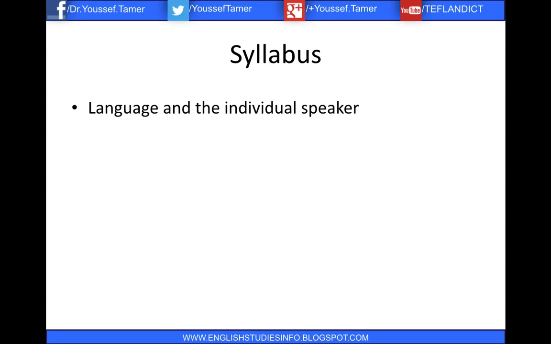Language and the individual speaker, and this refers to dialect study. In this regard, we will see the following concepts. We will refer to regional varieties. That refers to the example I gave you in the beginning. If you go to Fez, or if you go to Marrakesh, or generally speaking, if you go from an urban area to a rural area, you can see that the language is different. Those are regional varieties.